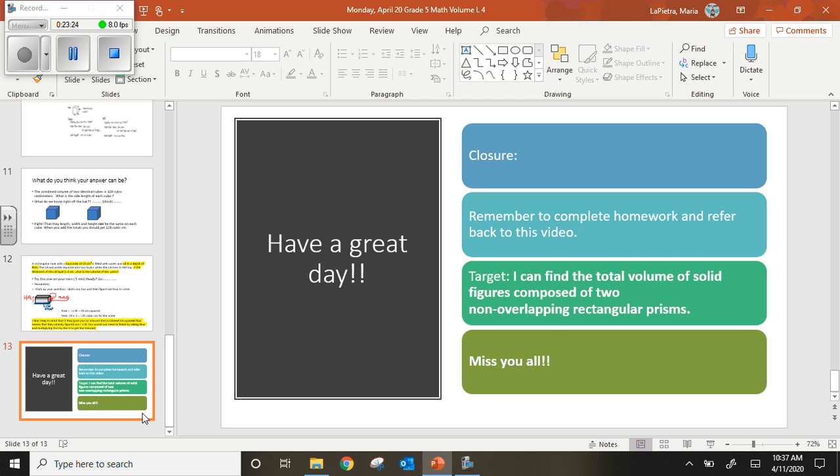Okay, let's close up by going back to our target. I can find the total volume of solid figures composed of 2 non-overlapping rectangular prisms. That's just saying that we are finding the volume of 2 prisms and adding the volume of each of them together to get our answer.